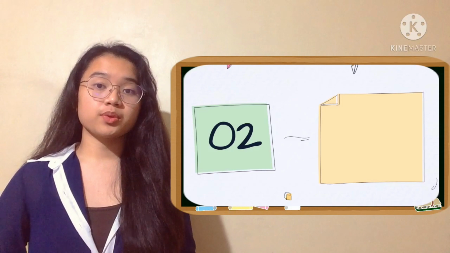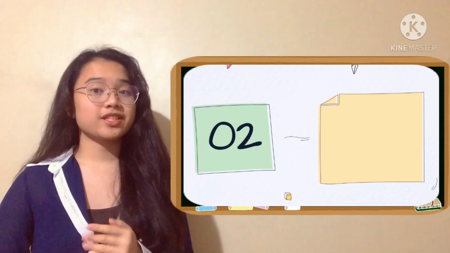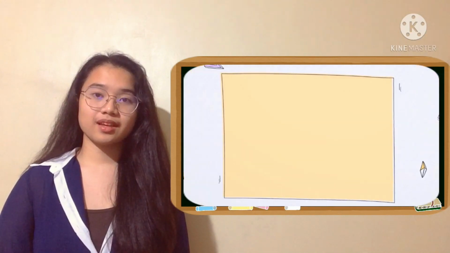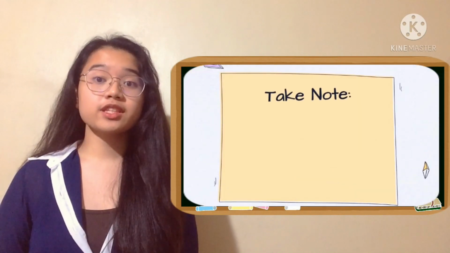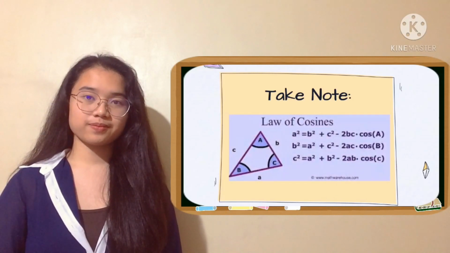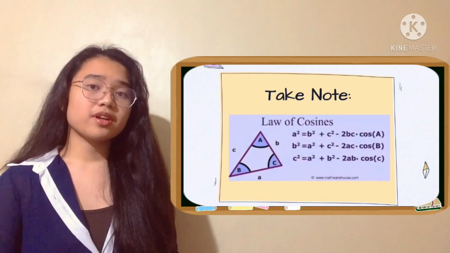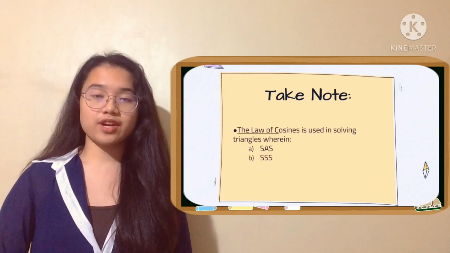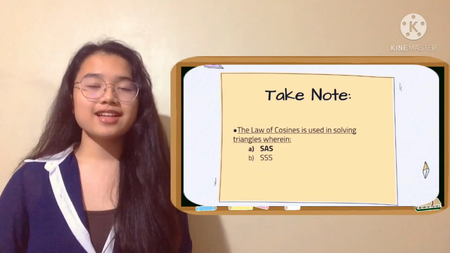Now that we are finished with the first law, let's move on with the second law, which is the law of cosines. The formulas of this law are: remember that the law of cosines is only used for SAS triangles and SSS triangles.